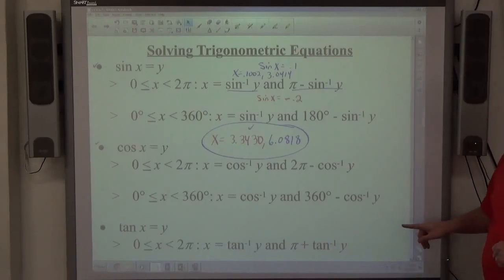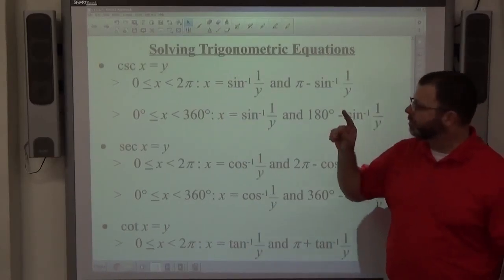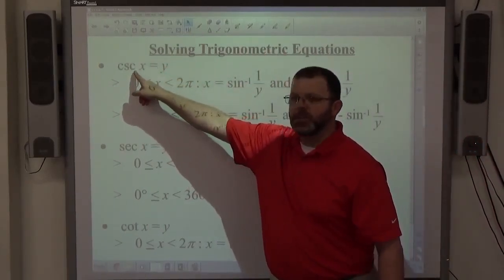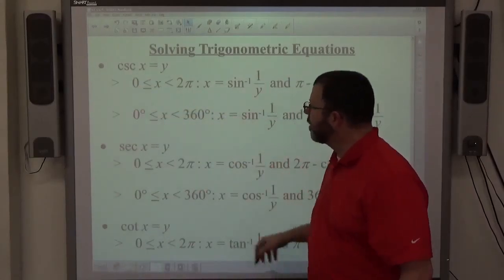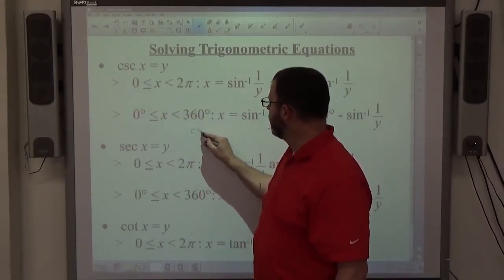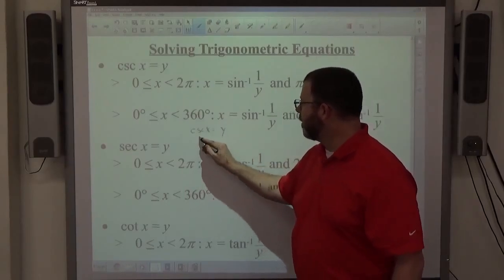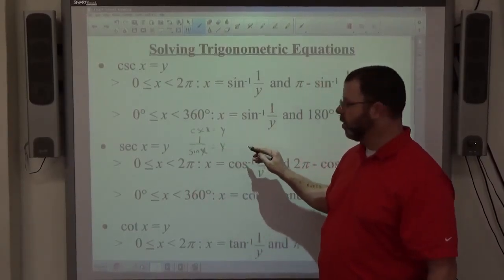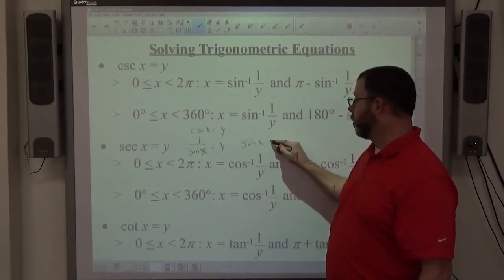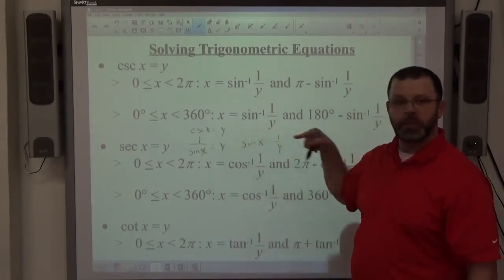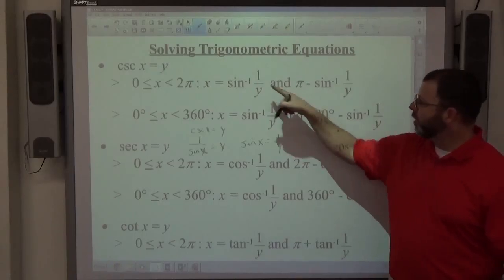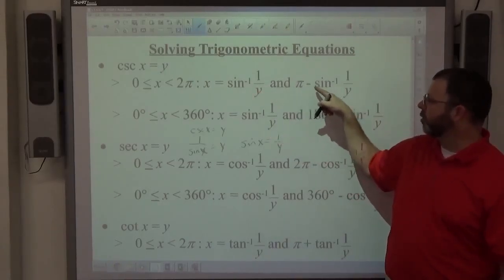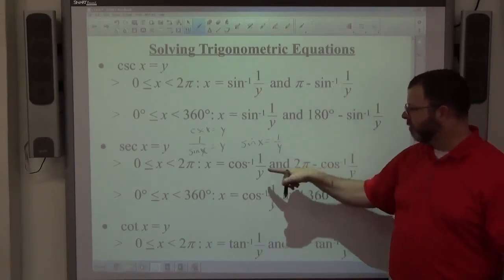For the reciprocal functions, cosecant is 1 over sine, right? So just imagine this. If cosecant is equal to y, that means 1 over sine is equal to y, right? Which means sine is equal to 1 over y, if you flip both things over. So if I do inverse sine of 1 over y, that gets me answer 1. Pi minus that gets me answer 2.